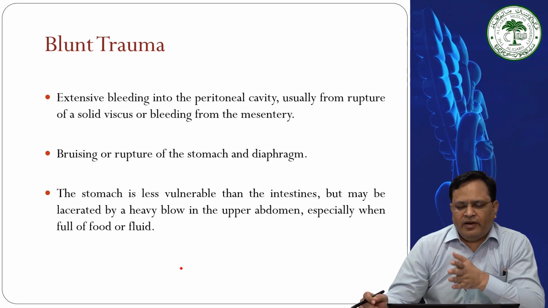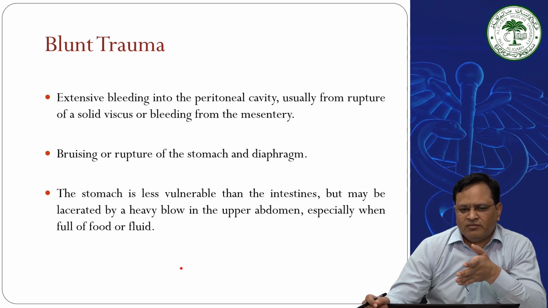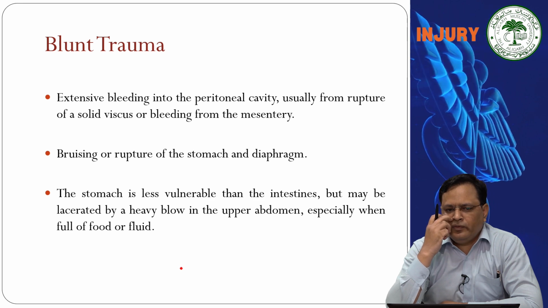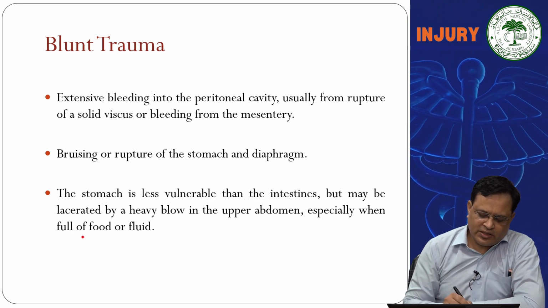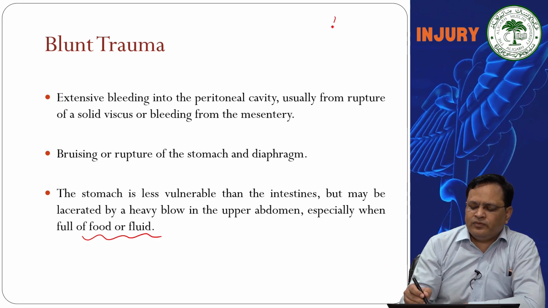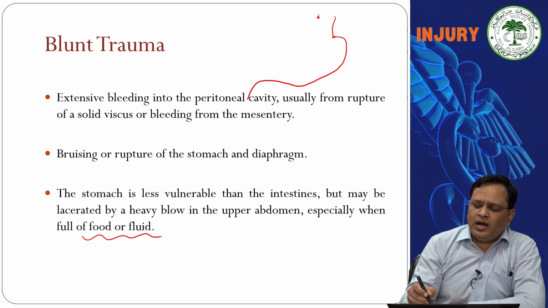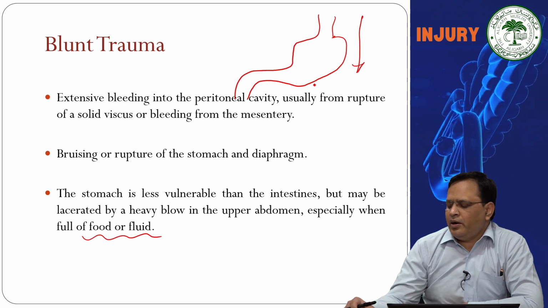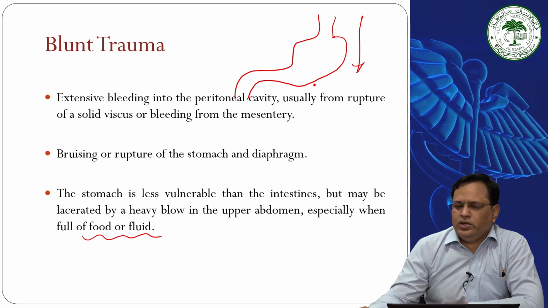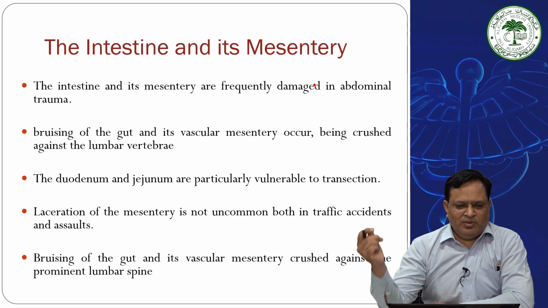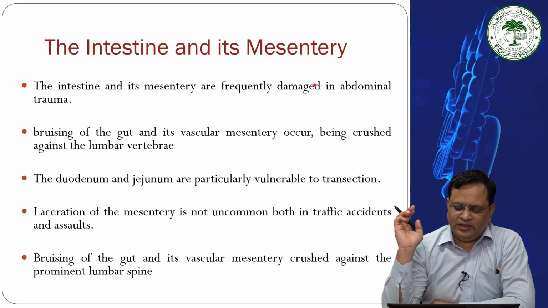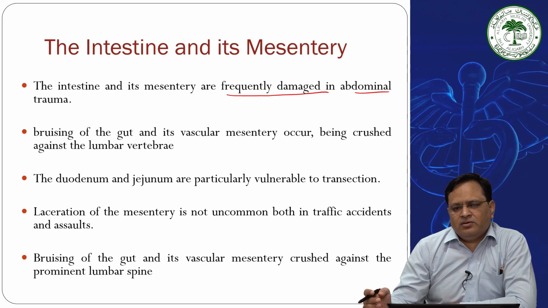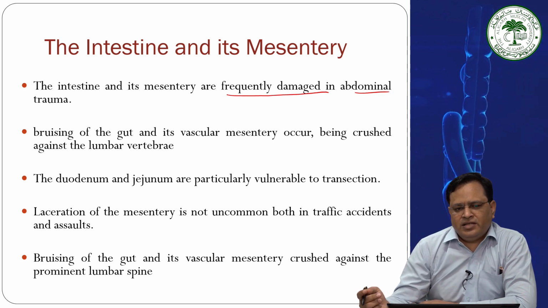Bruising or rupture of the stomach and diaphragm is another phenomenon. The stomach is less vulnerable than the intestine, but may be lacerated by a heavy blow in the upper abdomen, especially when full of food or fluid. When the stomach is full, it may be lying somewhat lower. So when it is lower, an injury or thrust to the abdomen can cause injury to the stomach also. Intestine and mesentery, as I have already discussed, are frequently damaged in abdominal trauma. Bruising of the gut and its vascular mesentery occurs by being crushed against the lumbar spine.